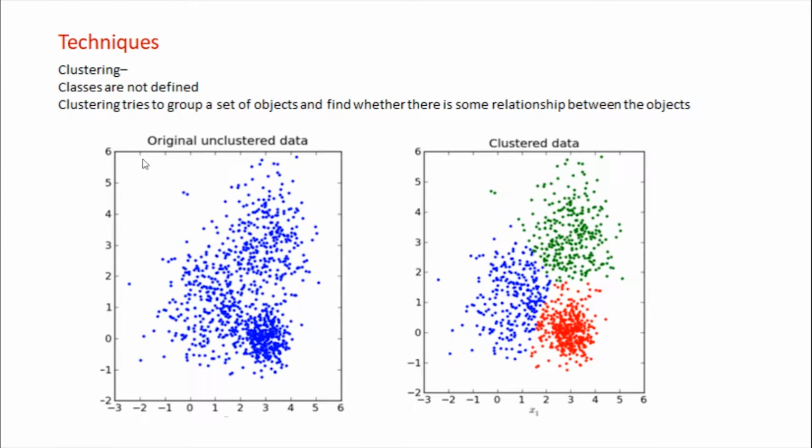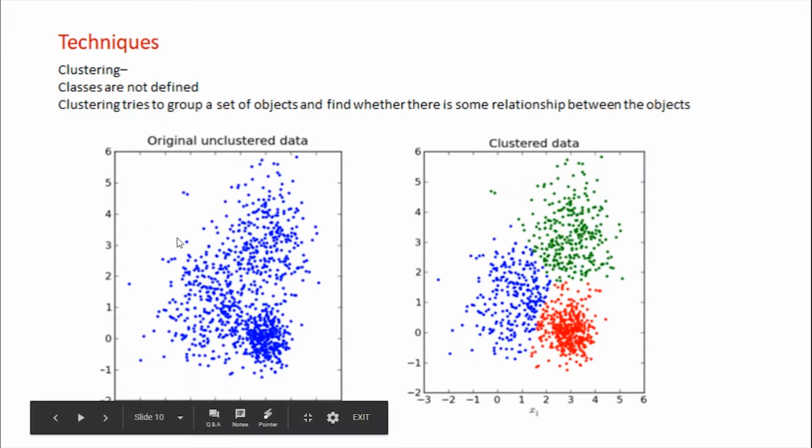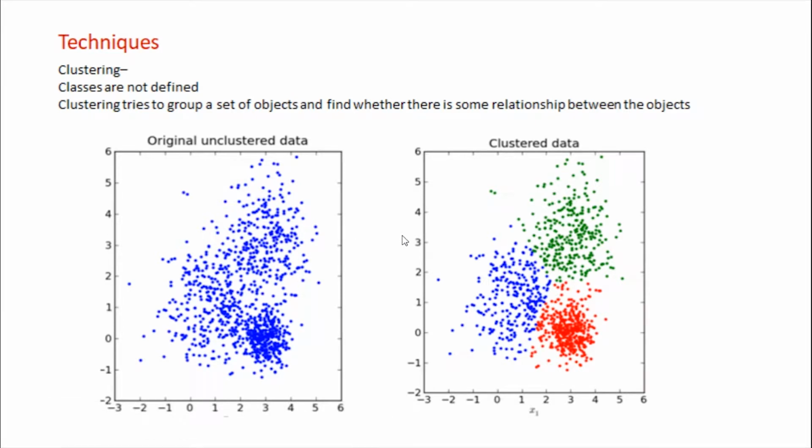So suppose this is your original unclustered data. When we apply clustering to it, it will group or cluster the same data together just like this. We can do this in Power BI as well, so let's jump back to Power BI to see how this works.